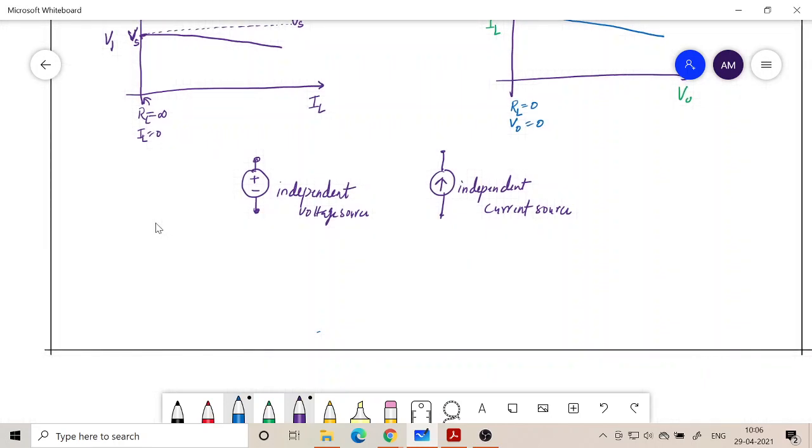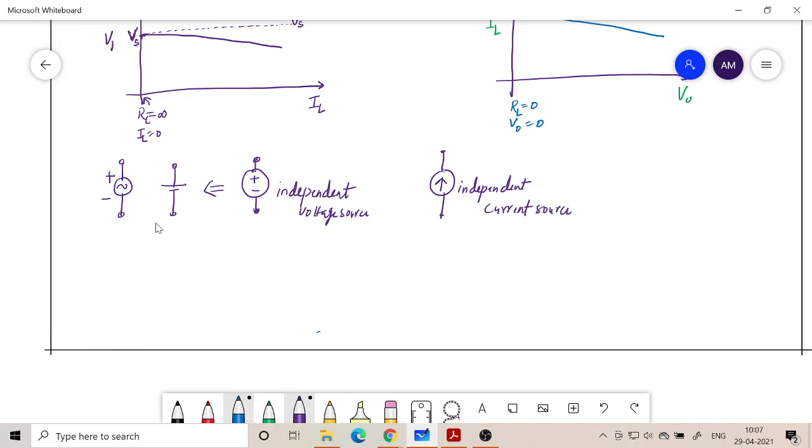If it's a DC independent voltage source, it's like a battery. A DC version you will sometimes see replaced with this kind of symbol. If it is AC, you will see this kind of symbol. So these are independent voltage sources. Similarly for current, if it's an AC current source, you can put this tilde sine wave kind of symbol there to specify that it is an AC independent current source.